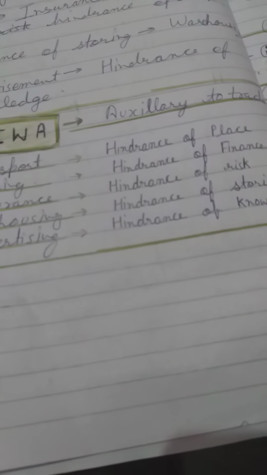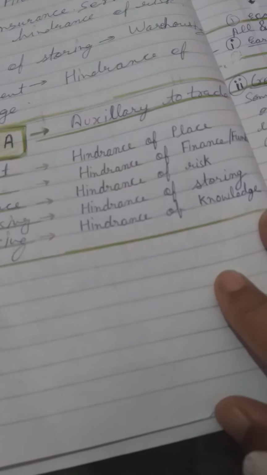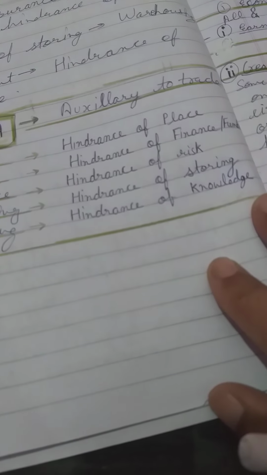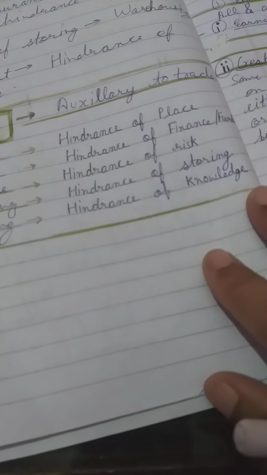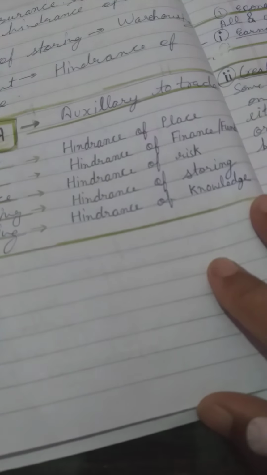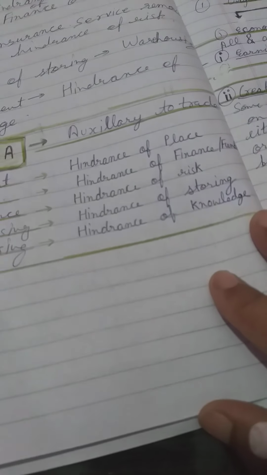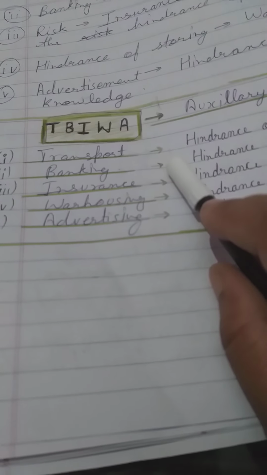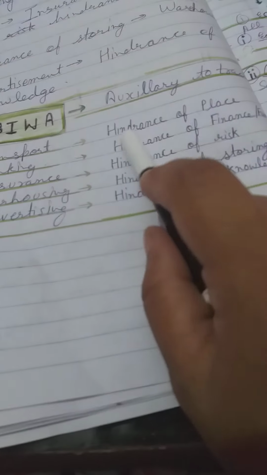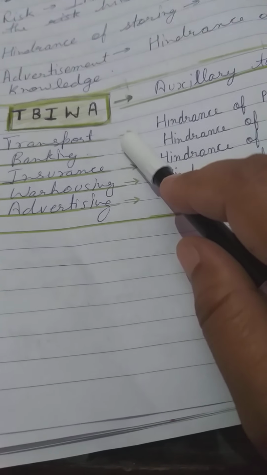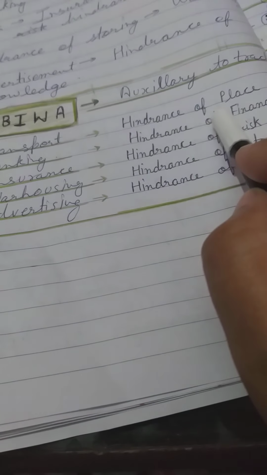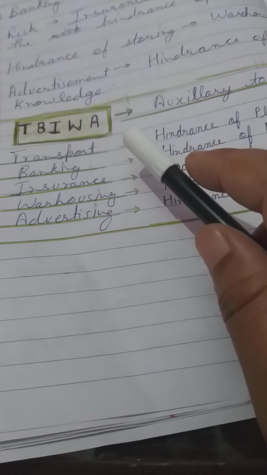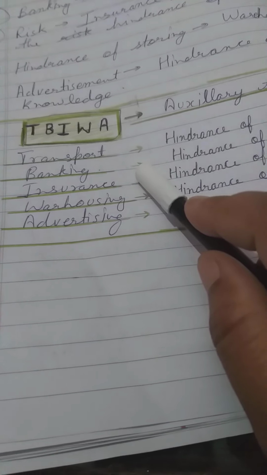Hindrance of place means, suppose you are producing any good in Chennai and you want to sell it in Kashmir, or you want to sell it internationally, there will be a problem of sending them to far off places. So in this case, our transport service will ease this factor. Transport service is an auxiliary trade service. It provides a solution to the problem of place. Means you need not worry how the things will be sent to the far off places.